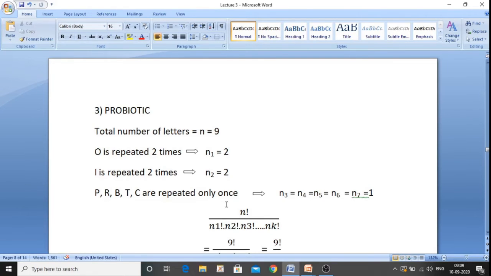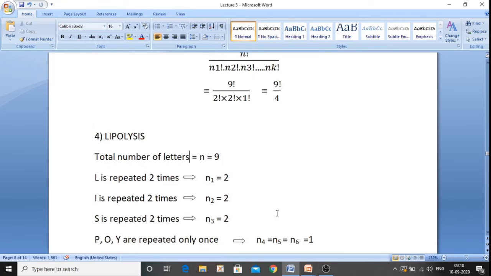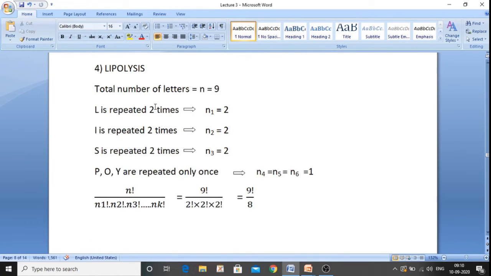Now use the permutation formula for objects that are not distinct, that is n factorial upon n1 factorial into n2 factorial up to nk factorial, and that is equal to 9 factorial upon 2 factorial into 2 factorial into 1 factorial 5 times. You need not write it again. So it is 9 factorial upon 2 factorial, which is 2. 2 factorial is 2. So 2 twos are 4. So the answer is 9 factorial upon 4.